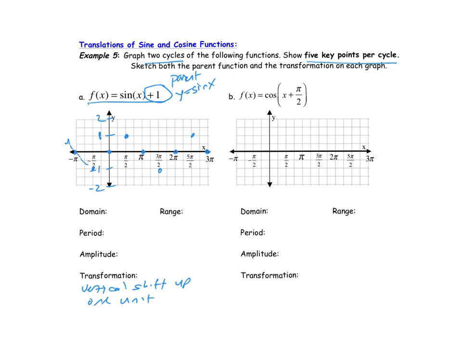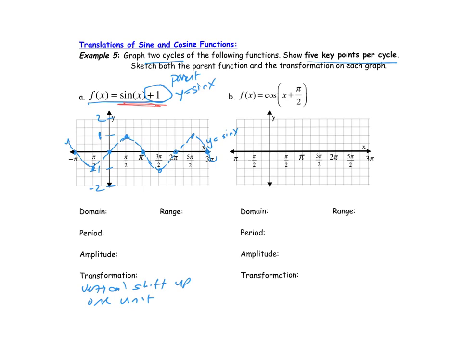I'm going to sketch in the parent function. I'm going to use a dashed line, because that's not really the graph we want to be doing. So this is y equals sine x. And then the true graph we want to do is y equals sine x plus 1. I'll do that in red. And all we're going to do is shift all these points up 1 unit.